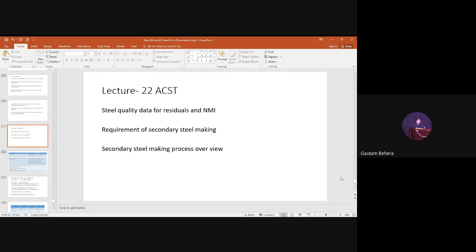Three things are very important for an industrialist. One is the quality, because if quality is poor, then customers will be reduced, or there will be less demand for the steel. The second one is the economy. The cost of production should be minimal, so that the cost of manufacturing will be very low.